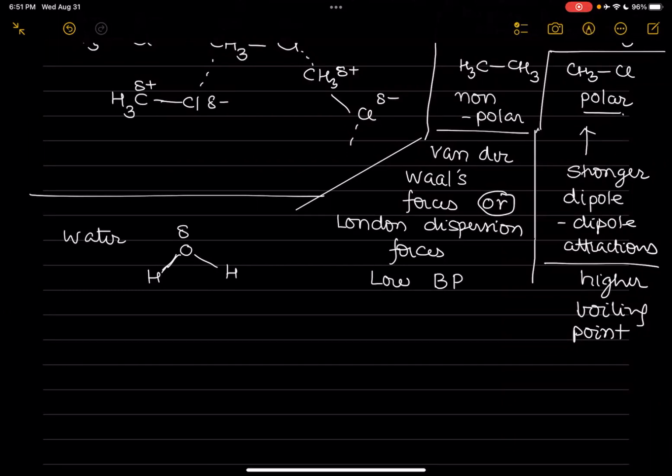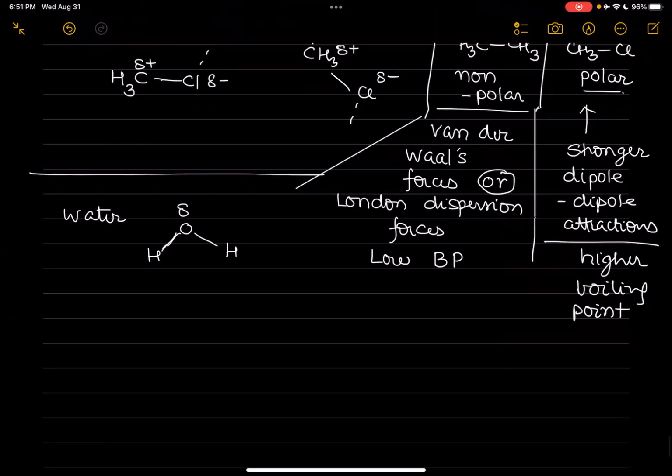Oxygen is more electronegative than hydrogen. The electronegativity of oxygen is slightly more because it is on the right hand side of the periodic table, more non-metallic. Non-metals want to accept electrons, that's why they are non-metals. And hydrogen is on the left hand side, so hydrogen will not have that much tendency to pull the electron.